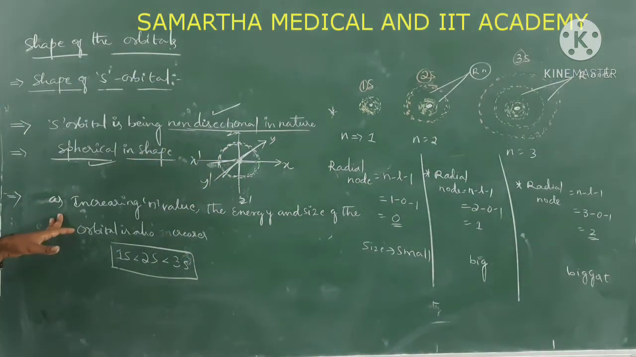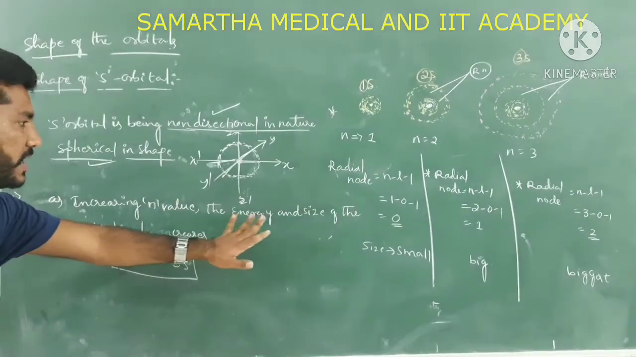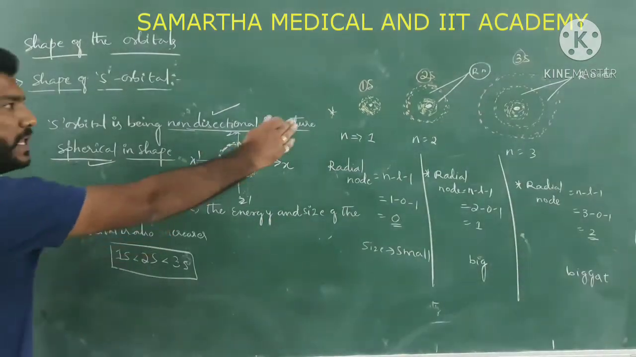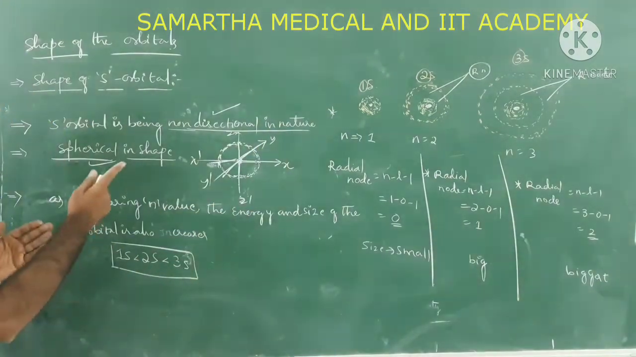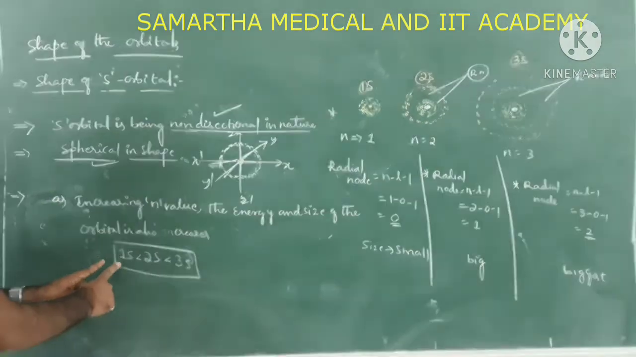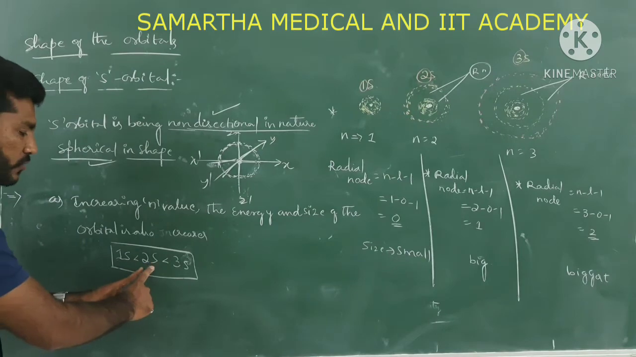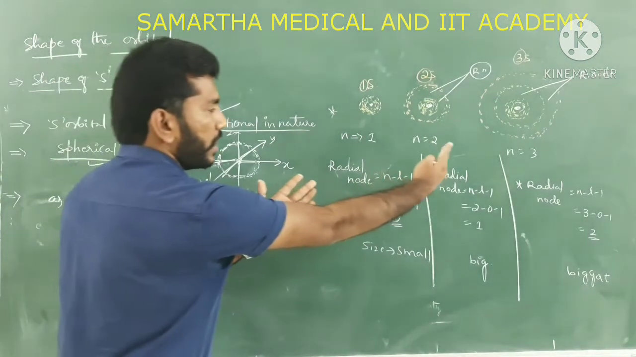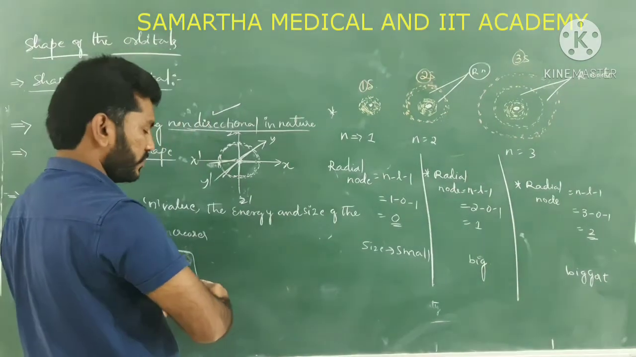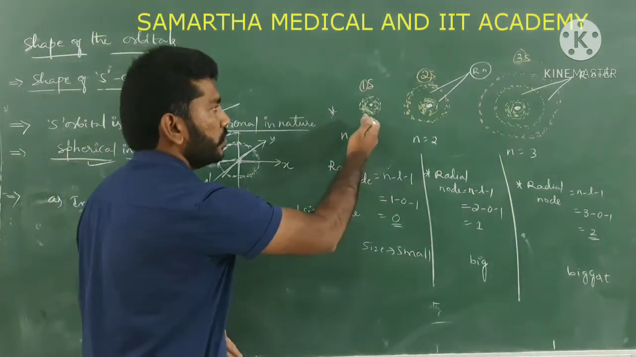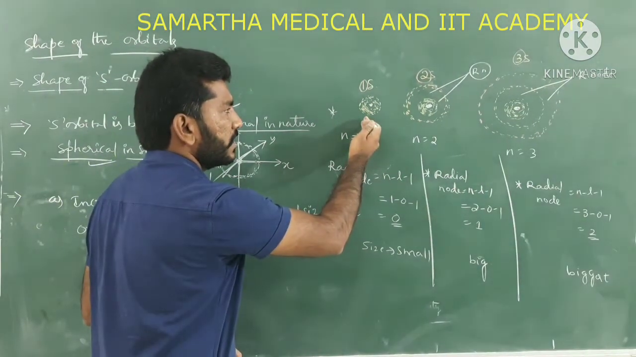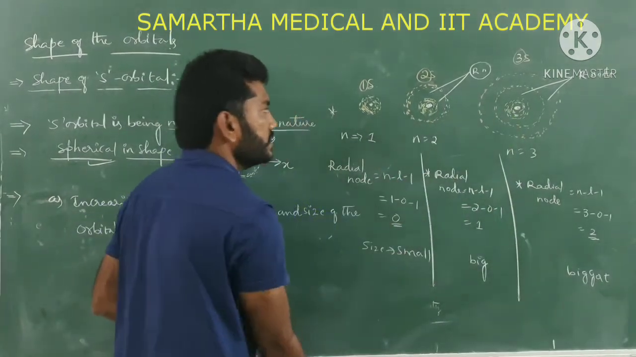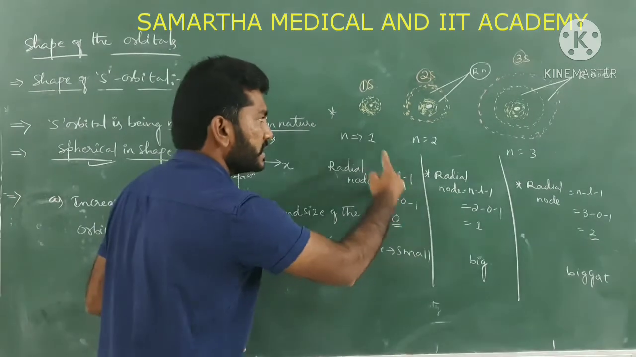As you increase the n value, the energy and size of that particular orbital increase. We have evidence for that. That's why the 1s orbital is less than 2s and 3s in energy and size wise. So we have proper evidence for this statement. The 1s orbital is lesser than 2s, and 2s is lesser than 3s, energy wise and size wise.